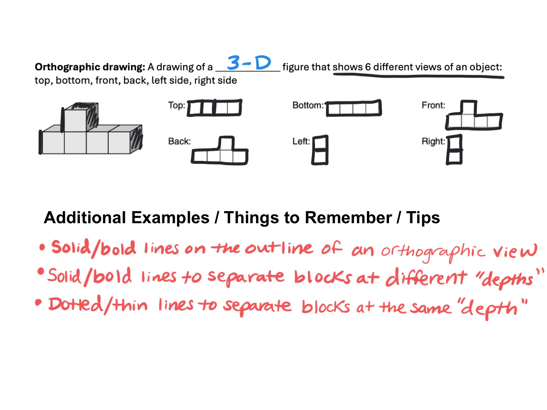Dotted or thin lines are used to separate blocks of the same depth. So the front of my figure, if I'm looking at it straight on, all 5 of these blocks are at the same depth. So I'm separating them by thin or dotted lines. Usually when we draw them ourselves, we use solid and dotted lines, but sometimes when you see pictures printed in different illustrations of figures, maybe like the directions for something that you're building, you might notice solid and bolded lines to indicate changes in depth.